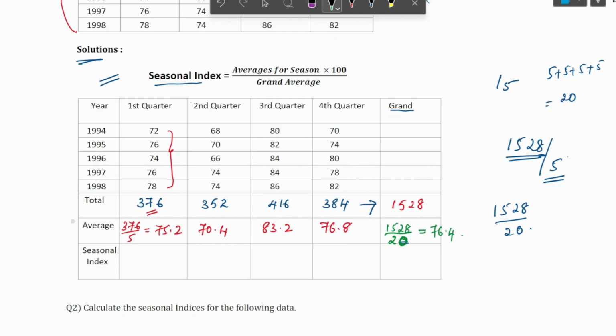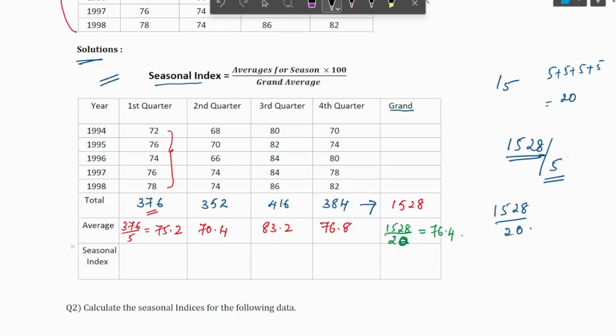Okay. Now again I remind you, don't make a mistake here. You are finding the grand average of the entire quarter values. That means total values are 20. That's why we divided by 20. It depends upon the question. Here it is given 5 years. Suppose it is 4 years, then this number is going to change. We'll see that in the next example.